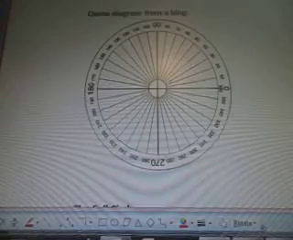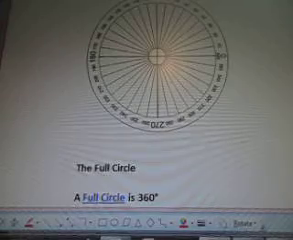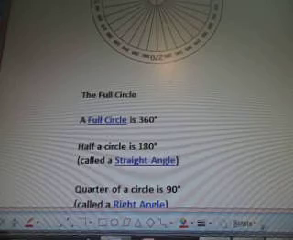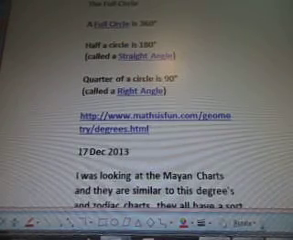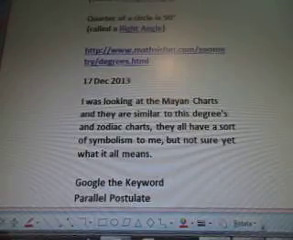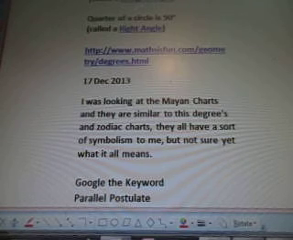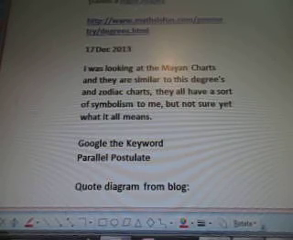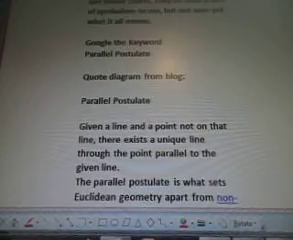Quote and diagram from a blog. So here's a 360 degrees full circle. A full circle is 360 degrees, half a circle is 180 degrees, called a straight angle. Quarter of a circle is 90 degrees, called a right angle. Math is Fun, www.mathisfun.com. Okay, so I was looking at the Mayan charts, and they are similar to these degrees and zodiac charts. They all have a sort of symbolism to me, but I'm not sure what it all means. So I'm going to Google the keyword parallel postulate. Quote and diagram are from blogs.